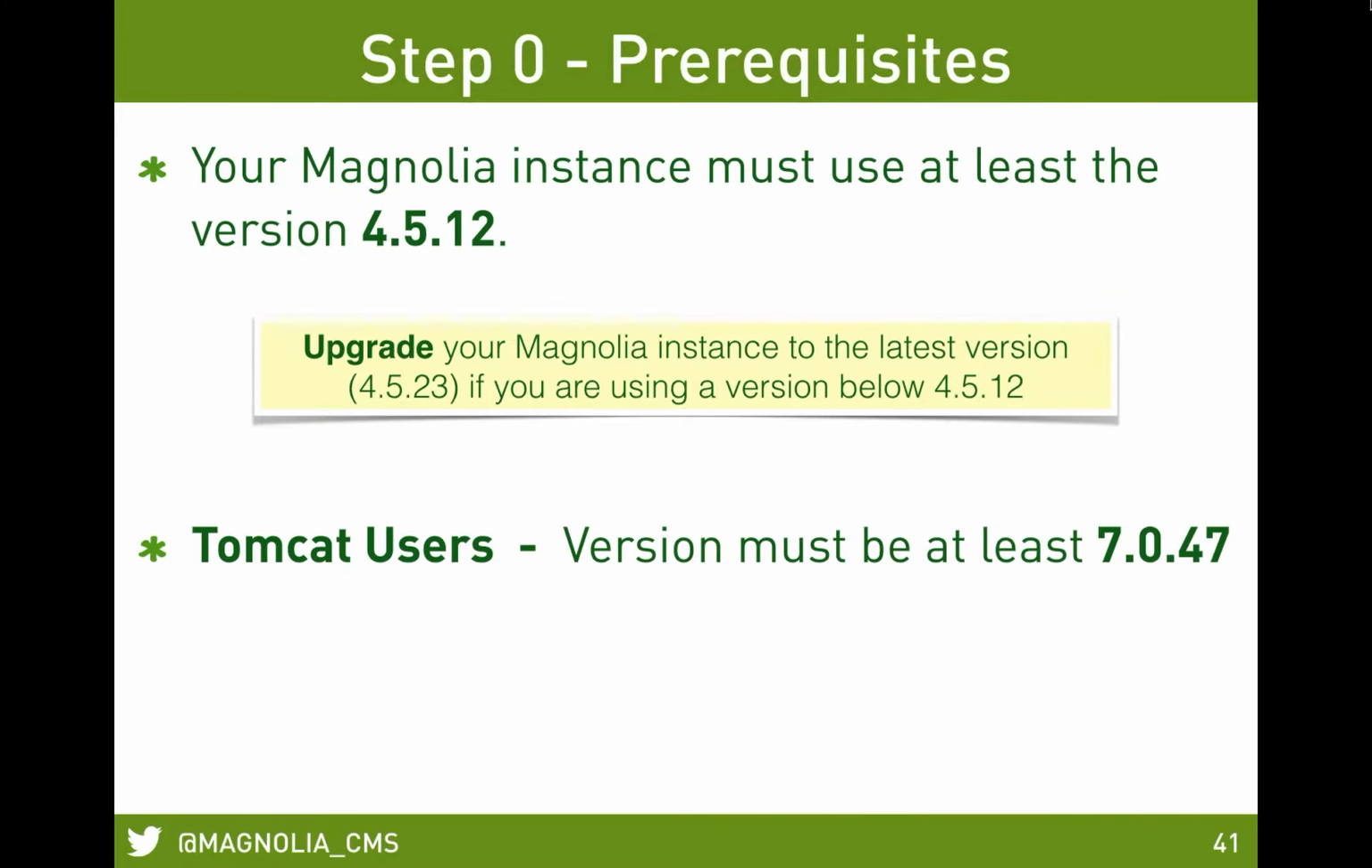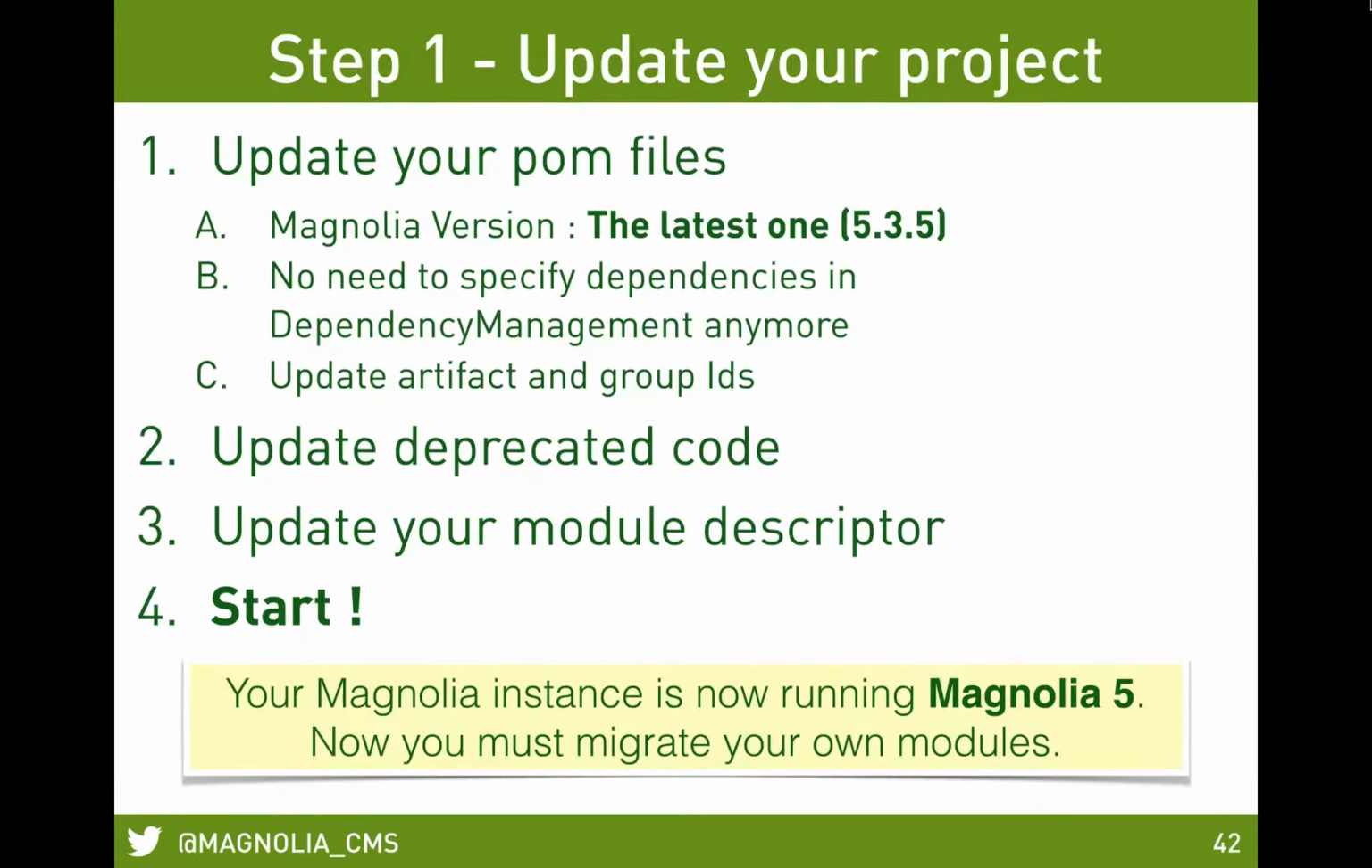But before you need to satisfy the following prerequisites. So again, it's always good to use the latest Magnolia version. So in that case, it's Magnolia 4.5.23. And also if you are using Tomcat, you must use that version in the slide as well.